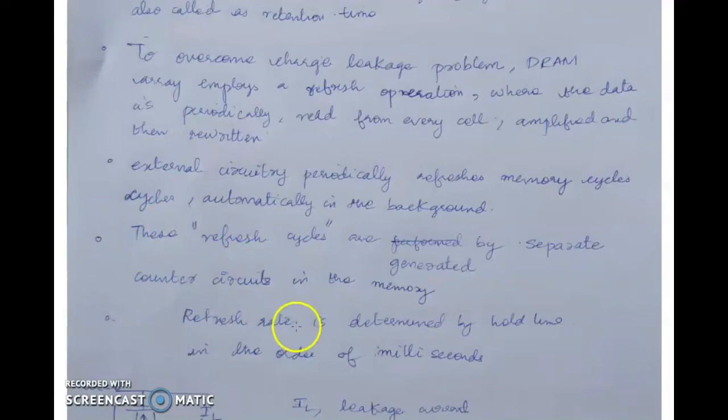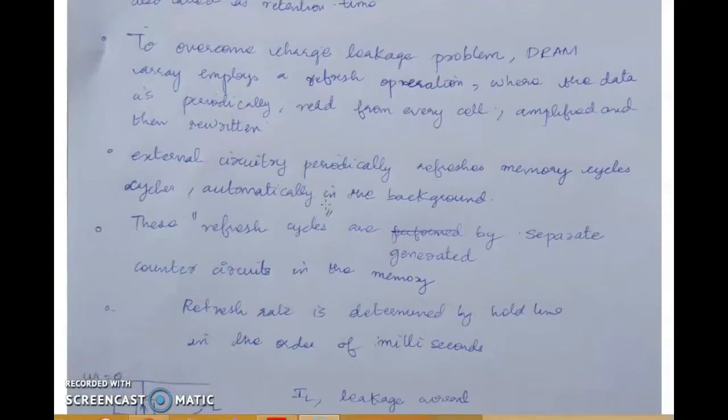The refresh rate is determined by the hold time, and it will be in the order of milliseconds. Even though the DRAM array requires additional peripheral circuitry for scheduling and performing the refreshing operation, it doesn't affect the area advantage gained by the small cell size. That means the advantage is still there, even though this overhead hardware is present.